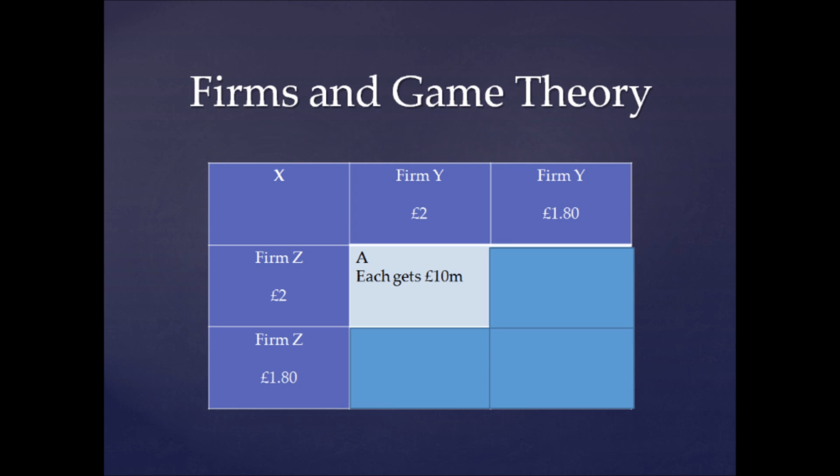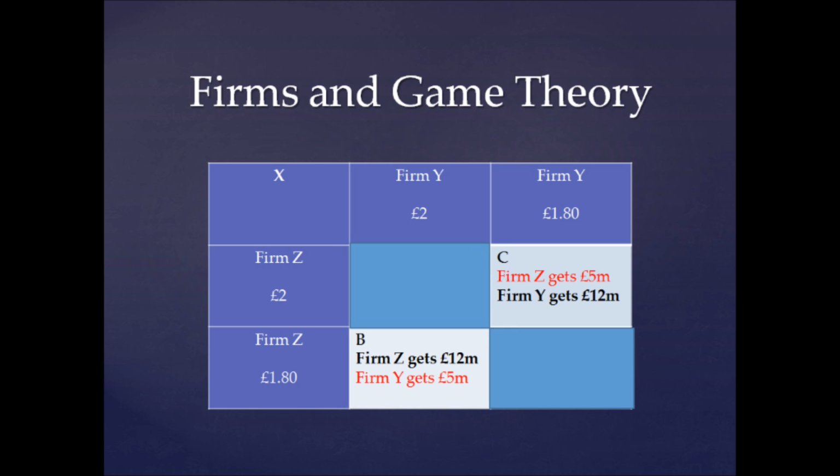I've got two firms here, Firm Y and Firm Z. Both firms are selling substitute goods. This means when the price of good Z goes up, the demand for good Y goes up, and vice versa. When the firms set the price of their goods at £2, they get a total revenue of £10 million each, the best scenario for both companies.